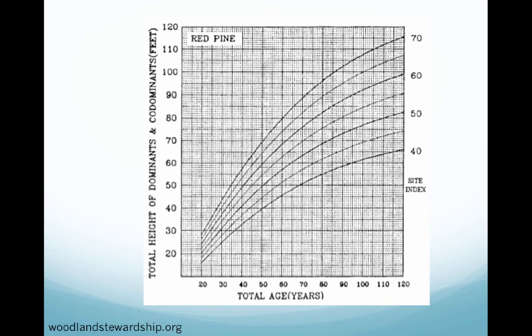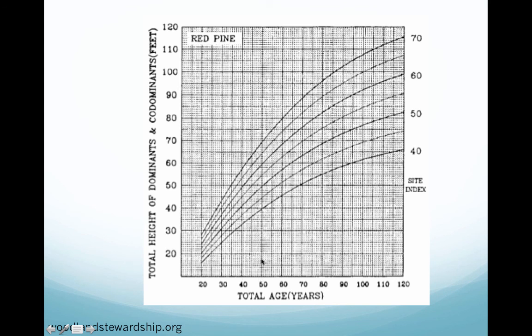This can tell us a lot about the site. So we have our site index here, 40, 50, 60, 70. We have our total age here, 20, 30, 40, 50, 60, etc. We have our height. So this can give us information. Say a tree is 50 years old and it has a height of 50 feet. We say this has a site index of 50, and we can predict that the height will be just under 70 feet at age 80.